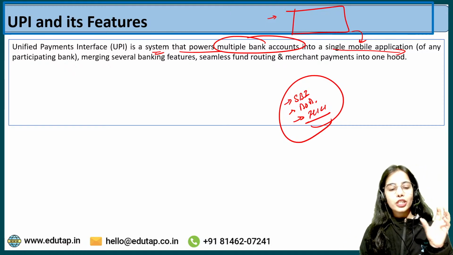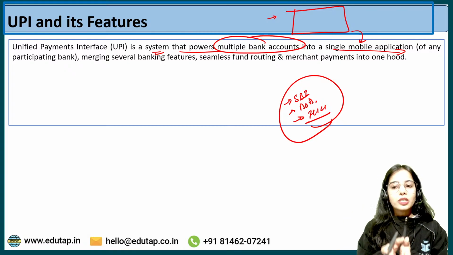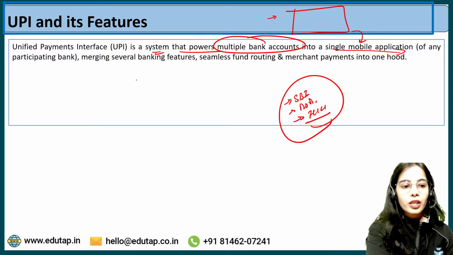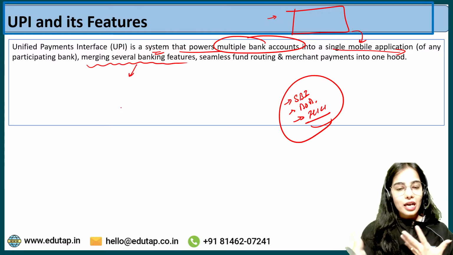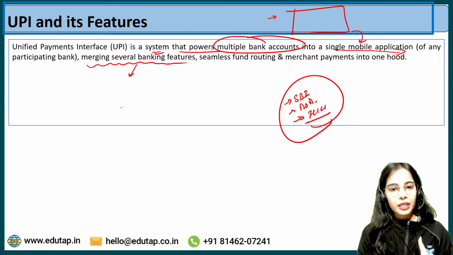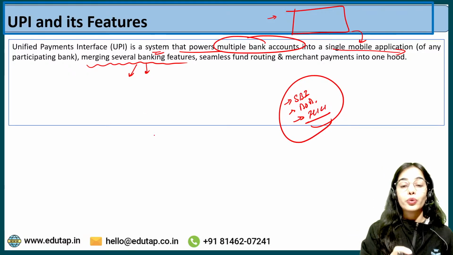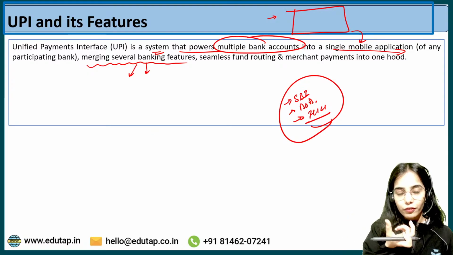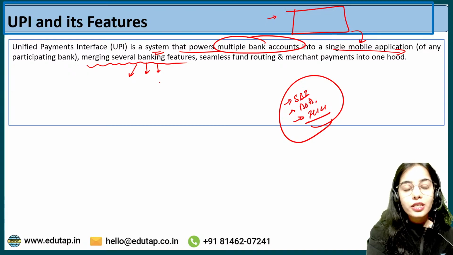So this is the UPI. This is a system that powers multiple bank accounts into a single mobile application, merging several banking features. Like you can do the transaction through your mobile application, through Google Pay, PhonePe. You can also see the bank statement, or the funds or the bank balance that you have. You can also see the transaction history.